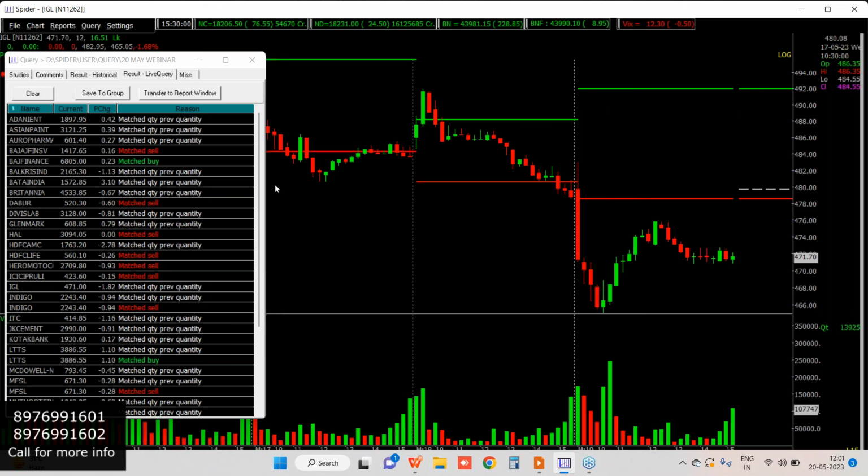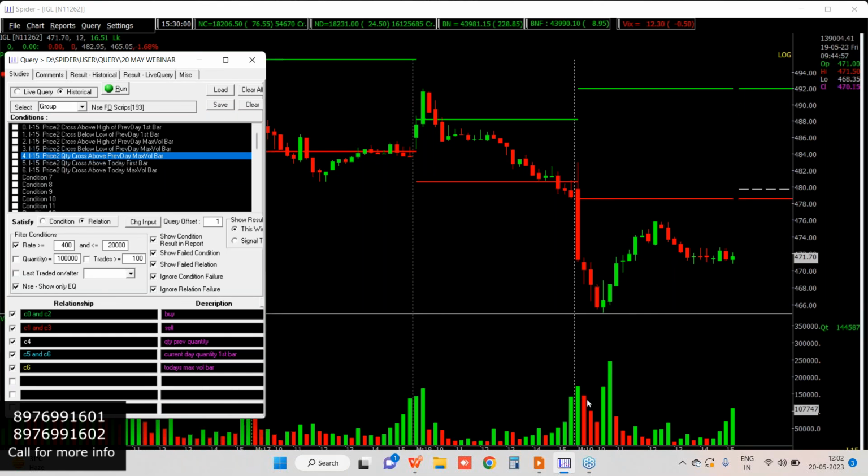So you'll get stocks like this using the match previous quantity, which means if the current volume bar is giving us more volume than the previous day highest volume bar. You can use this throughout the day, and even this one you can use throughout the day. Whenever you get a stock, you can enter the position at the high and low breakout of that particular candle. Okay, so there are more important conditions.